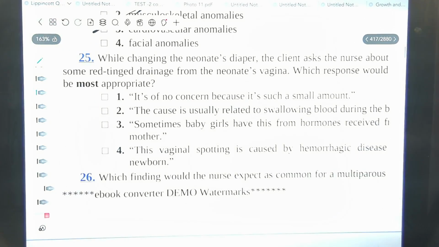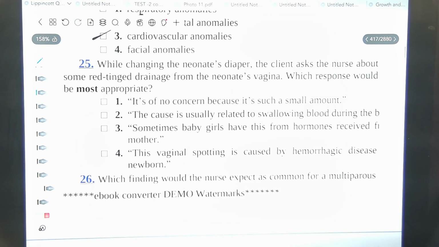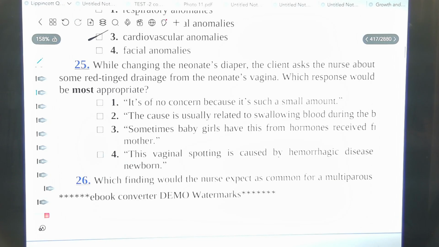Now next question. While changing the neonate's diaper, the client asked the nurse about some red tinged drainage from the neonate's vagina. Which response would be the most appropriate? Third will be the correct answer.